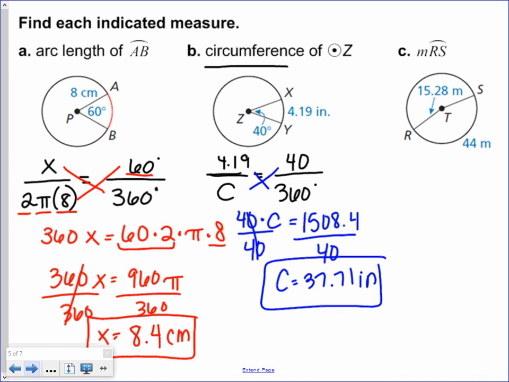Again, if you had put 2 pi r, you would have been dividing by 40 times 2 pi, and then you would have gotten the radius, and then you would have had to plug it back into the circumference formula to get the circumference, which is fine. It's just more work. Okay.